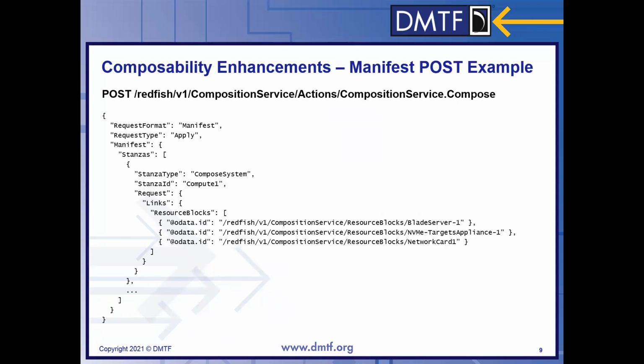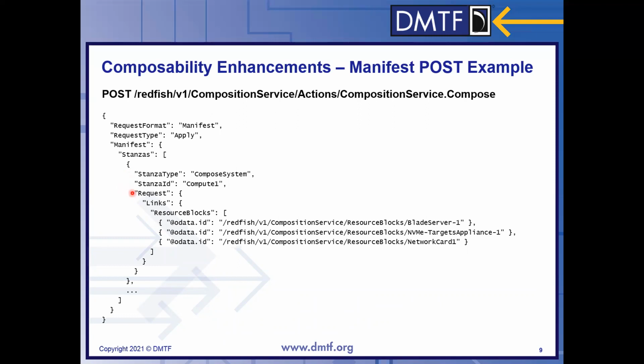So in terms of the compose action, this is a very simplistic example where there's a single stanza in this request. The manifest body contains a stanzas array, and each member of that array is going to be a single desired outcome. In this case, the first array member is of type compose system, and that describes what type of operation it is. We envision that this list will grow over time. It's very composition centric around composing systems, but as things evolve over time, we can add new stanza types and new request bodies that go along with that.